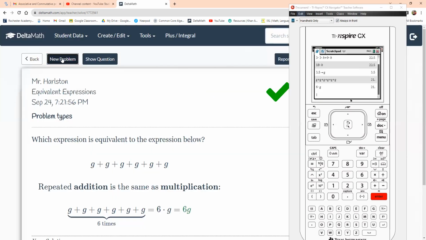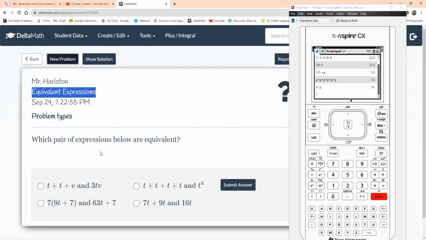I'm gonna try one more. All right, now this one. All right, this one you have to be careful. Let me clear the calculator real quick. Now, since some of these have two variables like this one, that means I need to store two numbers, and the numbers should be different. So use a different number for T, use a different number for V. So let me get this going.